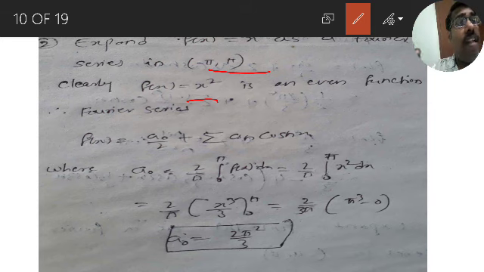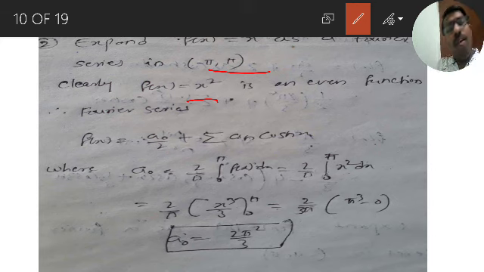If it is neither even nor odd, like x plus x square, which is neither an even function nor an odd function, then you have to find a naught, a n and b n, and the same formula applies, with the interval minus pi to pi and limits also minus pi to pi. Only if the interval is minus pi to pi and the given function is odd, find the b n term. Or if the given function is even, then find a naught and a n terms.